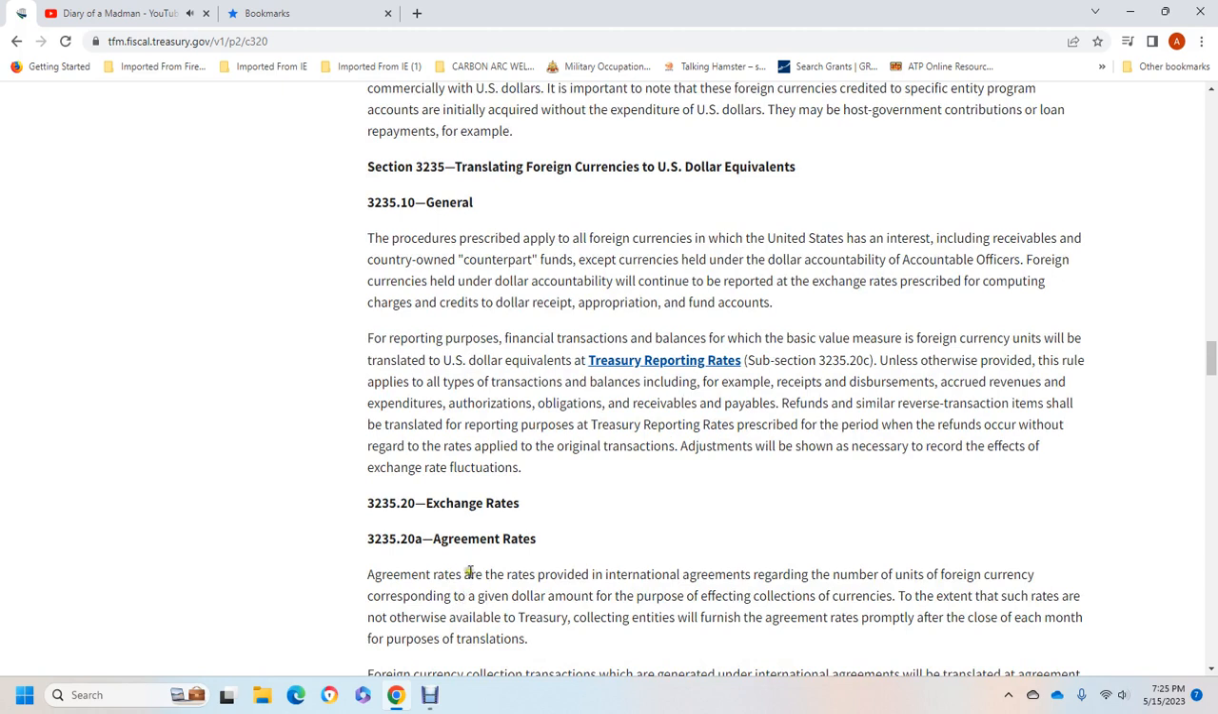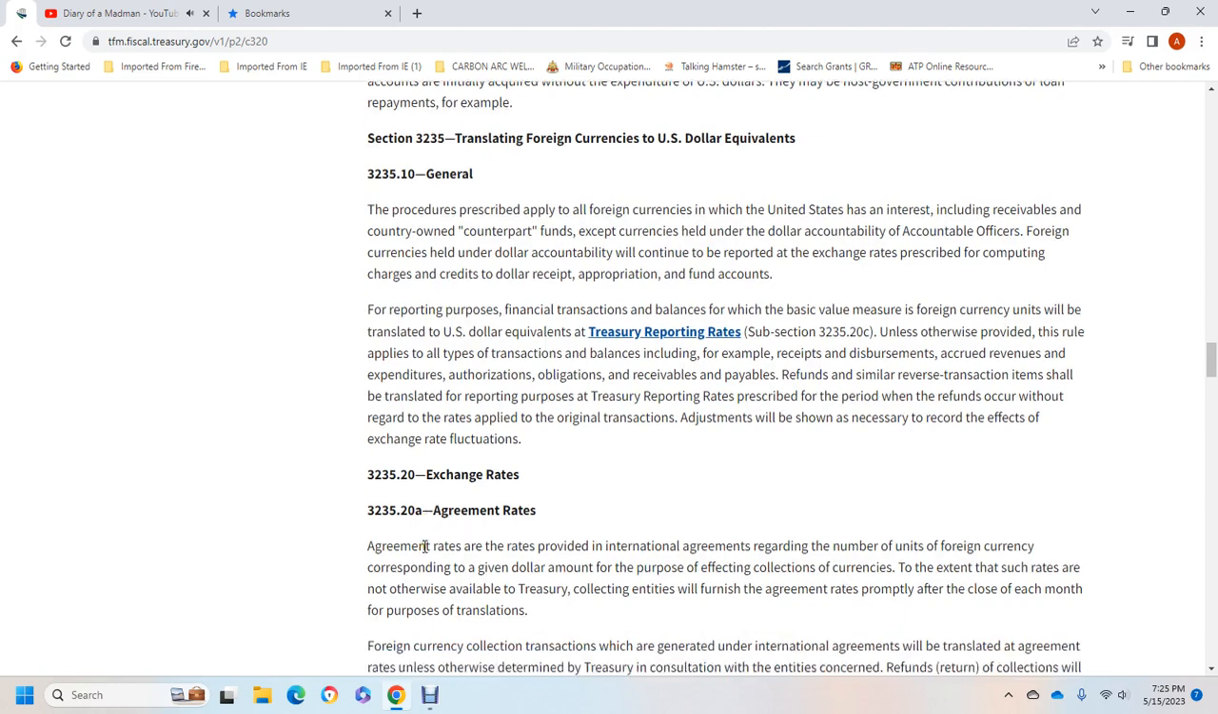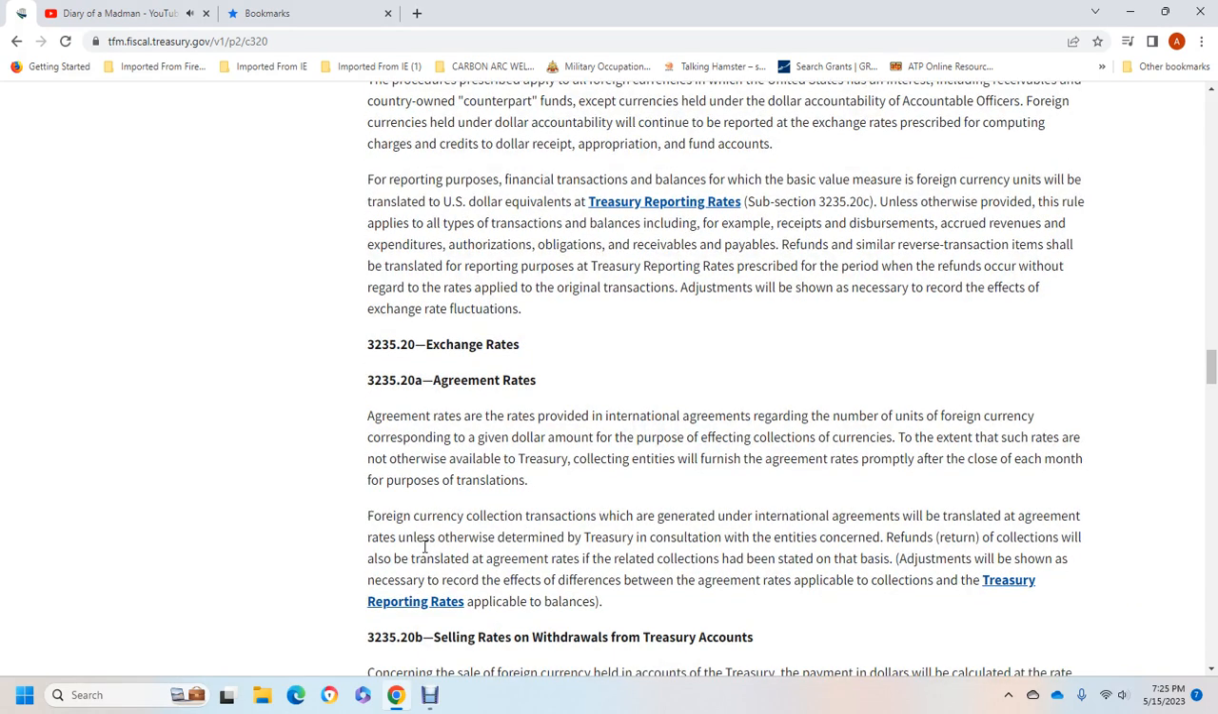Alright, 3235.20 Exchange rate. 3235.20a Agreement rate. The agreement rate is the rate provided in the international agreement with regard to the number of units of foreign currency that correspond to the given dollar amount, for the purpose of the effect of the collection of the currency. To extend such rates not otherwise available to the Treasury for the collecting and furnished agreement, the rate for the property of each month is used for the purpose of translation.